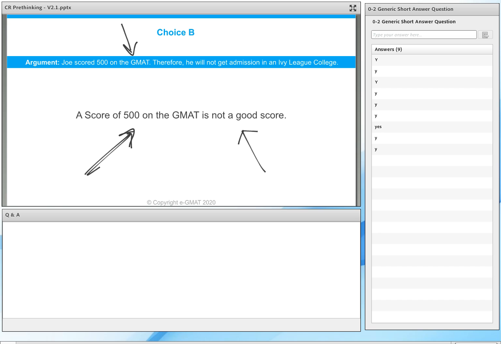Okay. So new information or not, that judgment is built purely on the argument. If the answer choice provides information that's already there in the argument, then it doesn't provide new information. And you're going to see an example of it over here. Or in other words, if an answer choice said Joe scored 500 on the GMAT, or Joe took the GMAT on this date and scored 500, then in the context of this argument, it would not provide significant new information. Okay, good question.